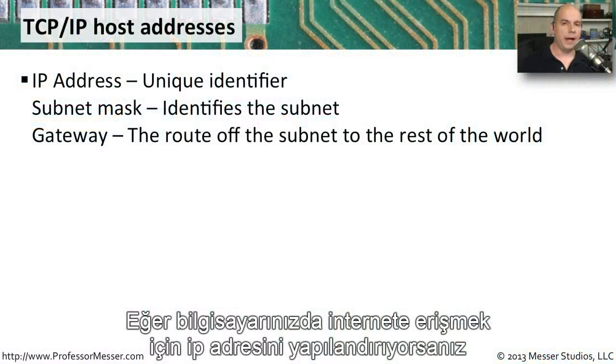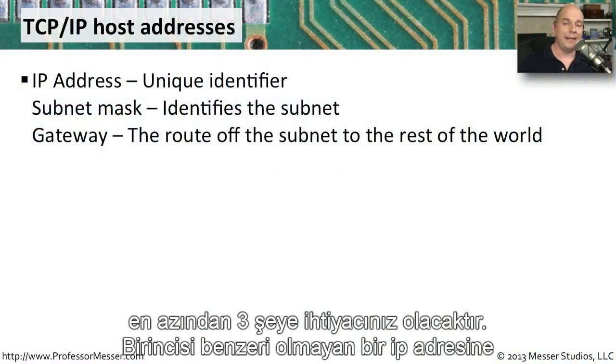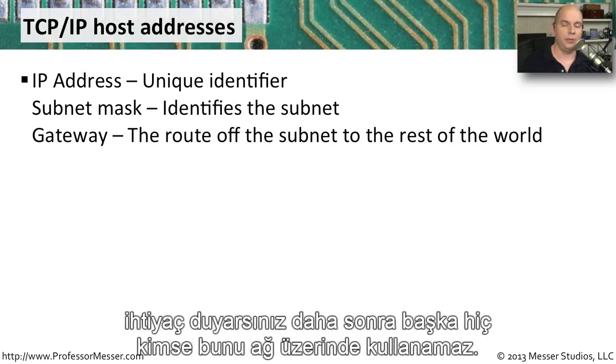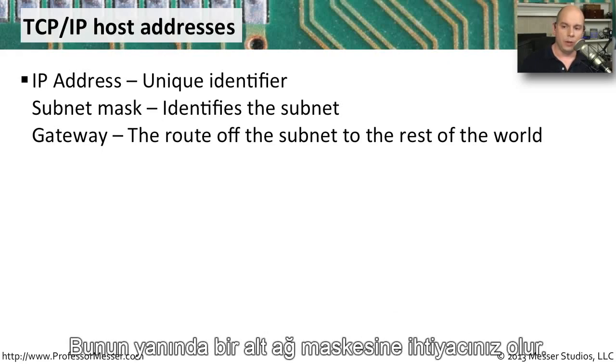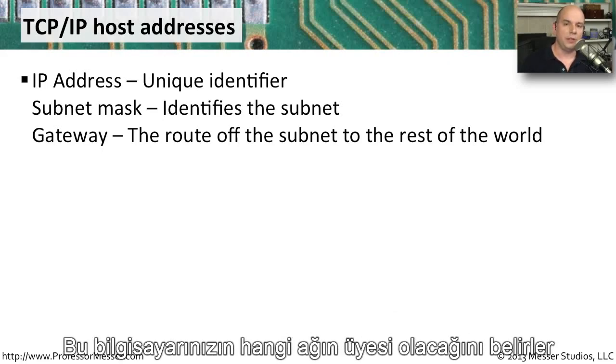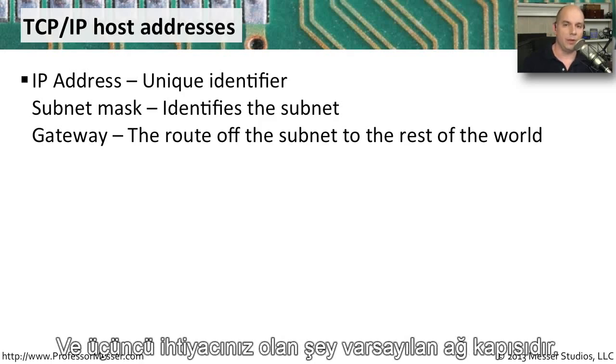If you're configuring an IP address on your computer to access the internet, then you probably need a minimum of at least three things. One is an IP address. You need a unique address that no one else is using on the network. You also need to define a subnet mask. This identifies what subnet your computer happens to be a member of. And the third piece you'll need is the default gateway.